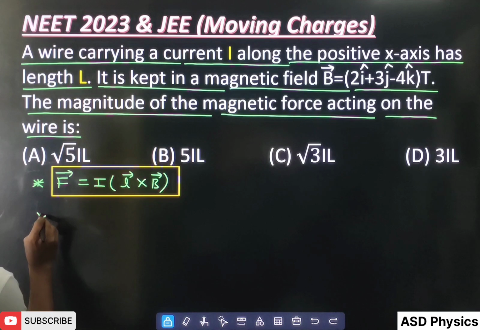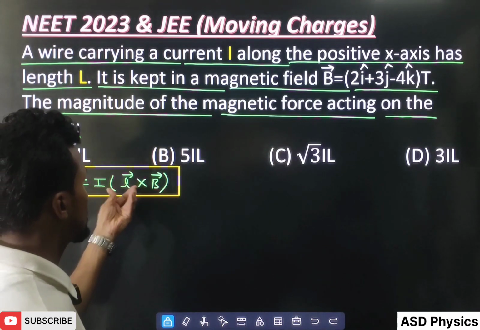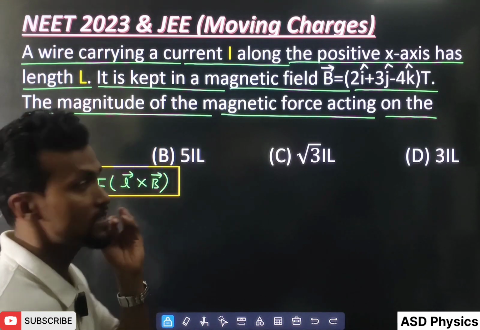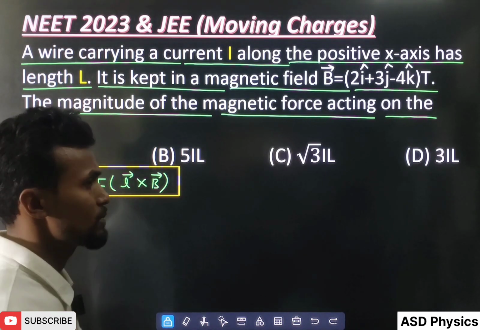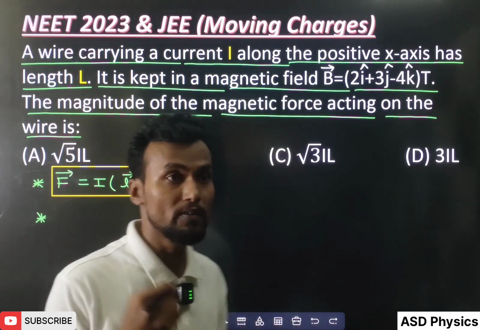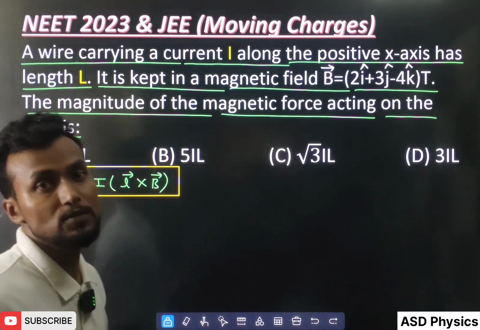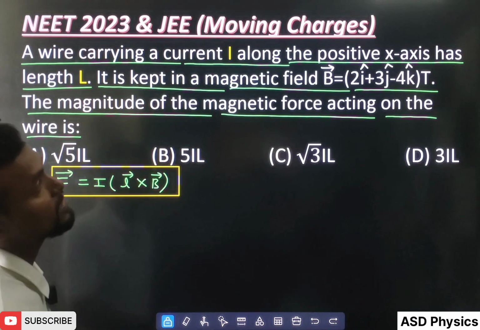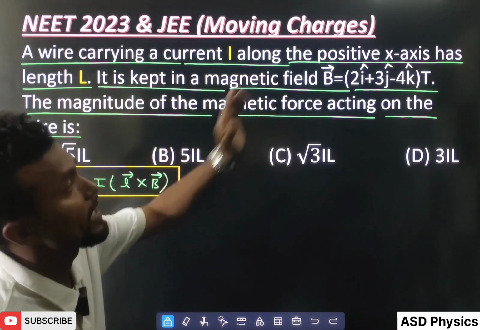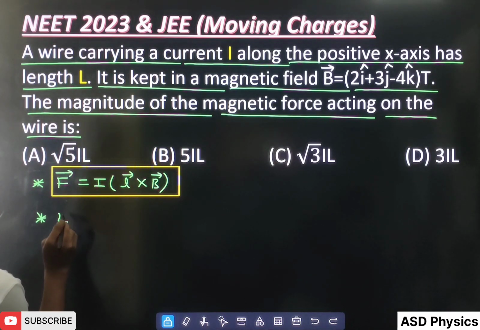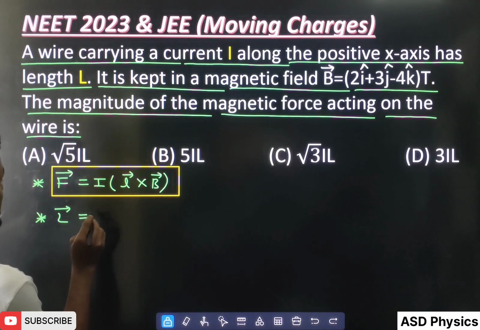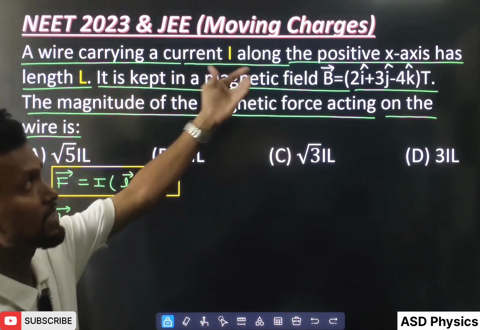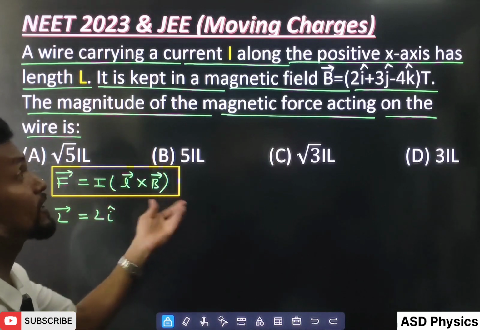First remember that I into L is called the current element, because you know very well current is a scalar quantity, but when you take I into L it becomes a vector quantity, and that is the current element. The wire has length L along which axis? X-axis. So here I will write vector L as L into i cap, because it is along the positive x-axis. If they had said negative x-axis, you would write L into minus i cap.